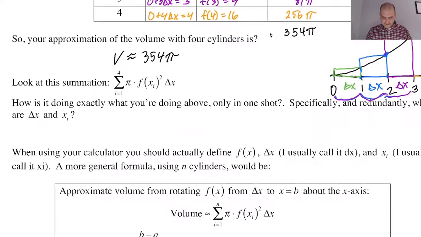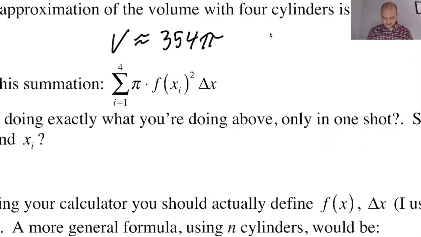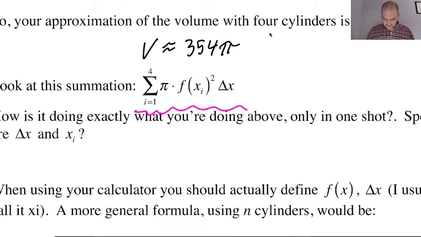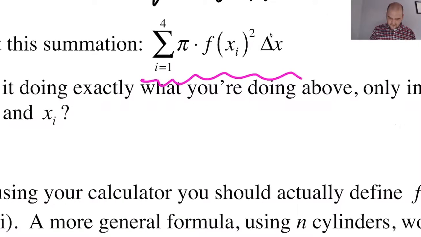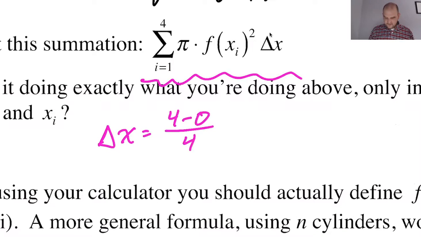What is this? This is a really big deal. And you can actually see, if you cheat a little bit in the box below, it's there. So this is going to do the whole thing in one shot on the calculator. How is it doing that? Well, let's see. Delta x, in this case, was where we end, which is 4, minus where we start, which is 0, divided by 4. So that'll just be 1.